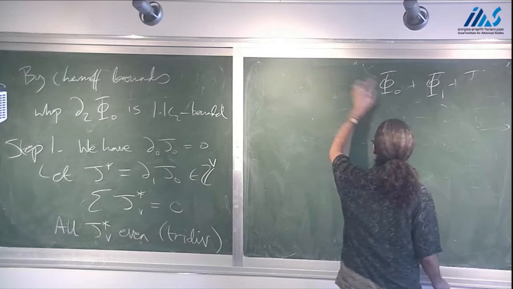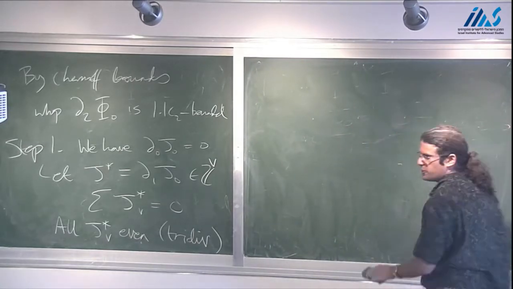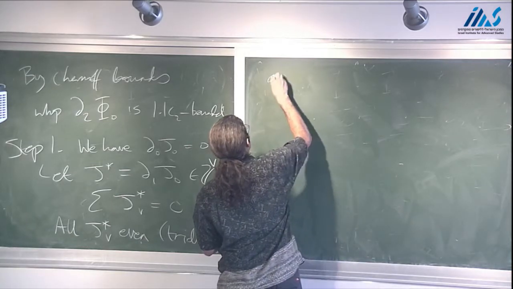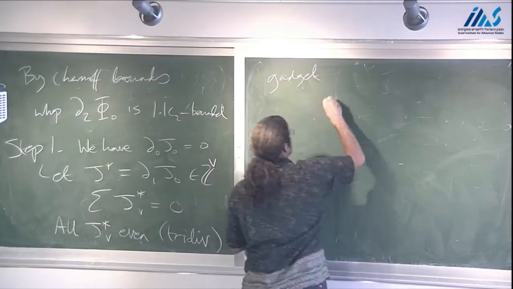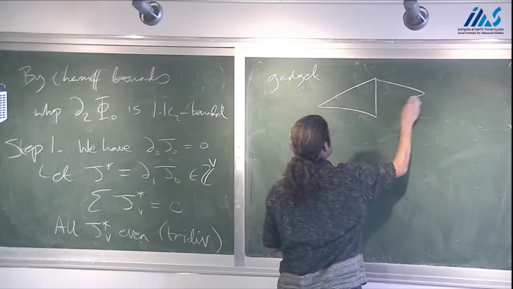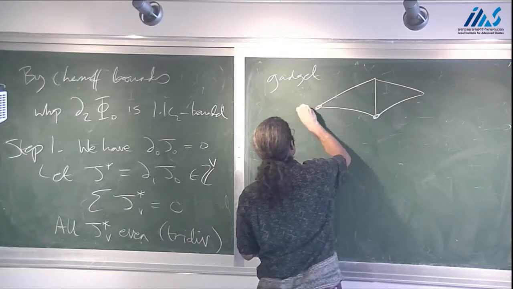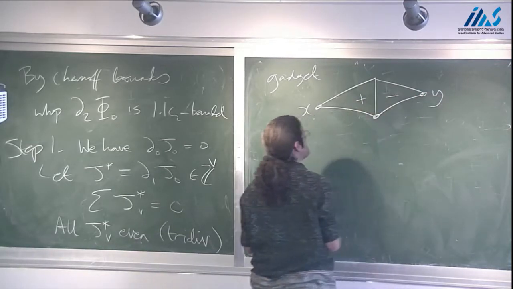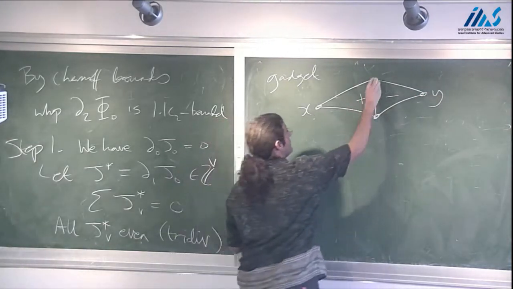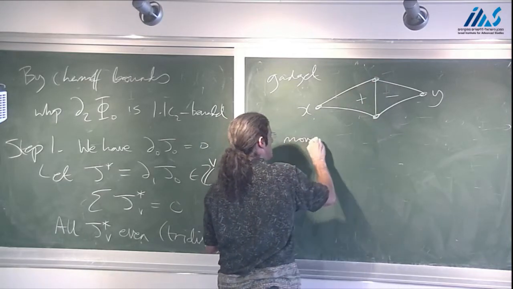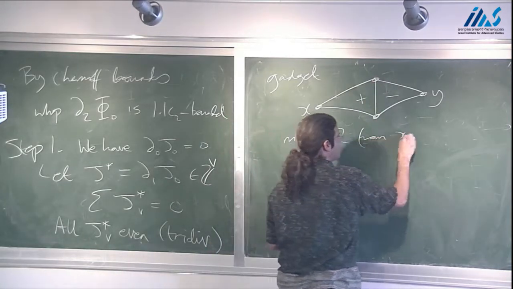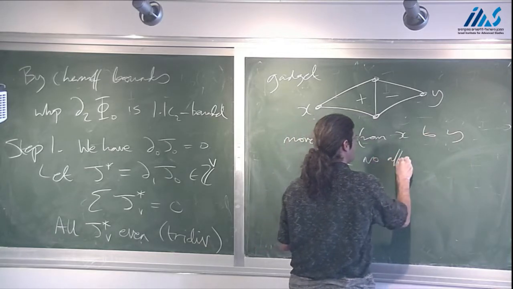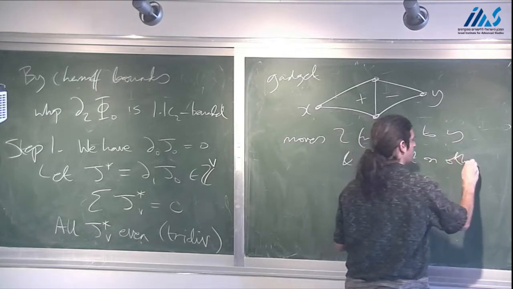Okay, so we need a little gadget for moving two units from one vertex to another. It's very easy to write down. So this moves 2 from x to y, with no effect on other vertices.